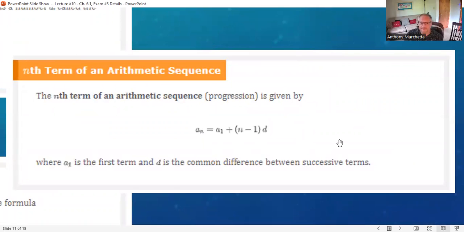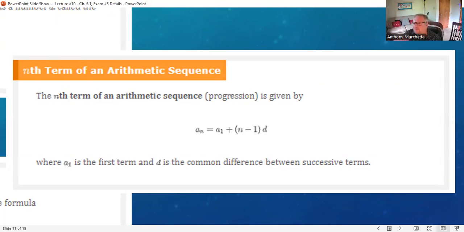Now, let's talk about the nth term of a specific sequence. Like say I said, okay, I'm going to tell you what the first term is, and I'm going to tell you what the common difference is. But I want you to tell me what the 55th term is, right? But you could count 55 terms, right?